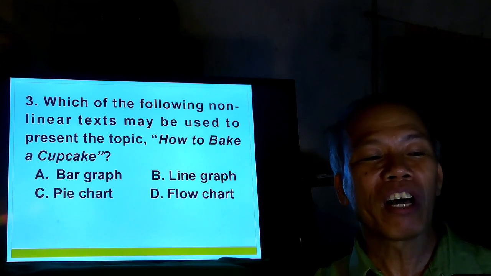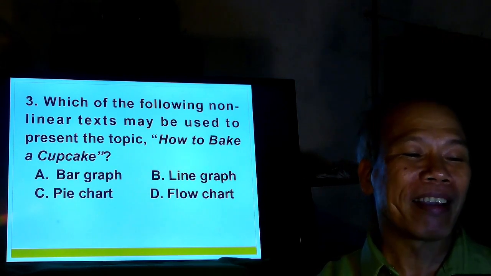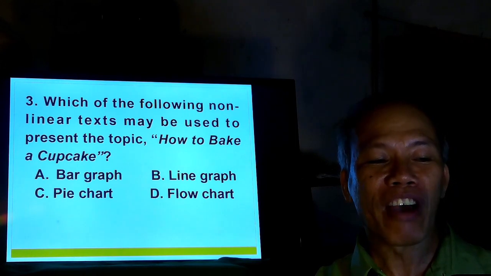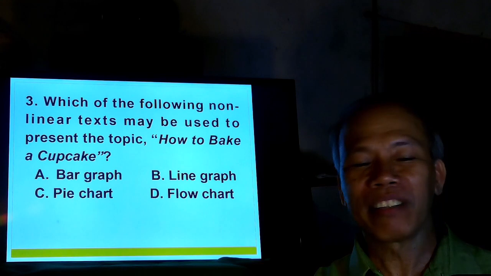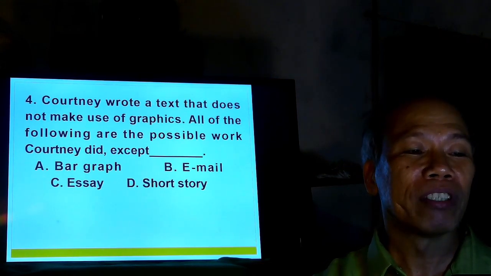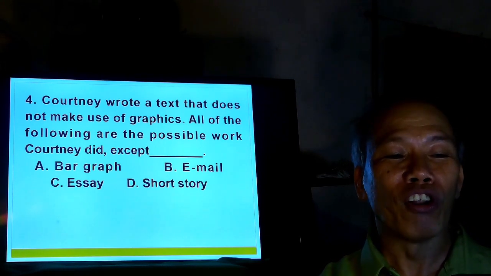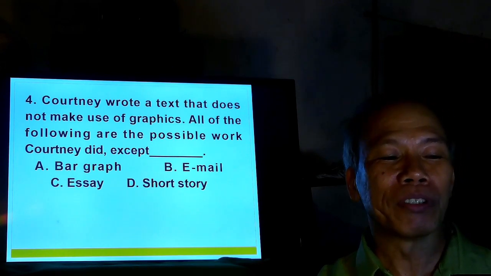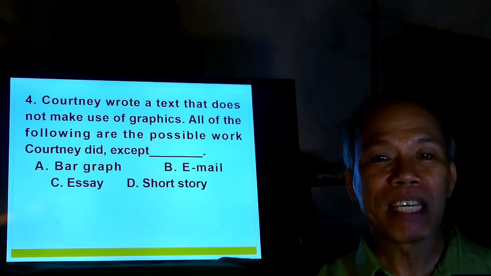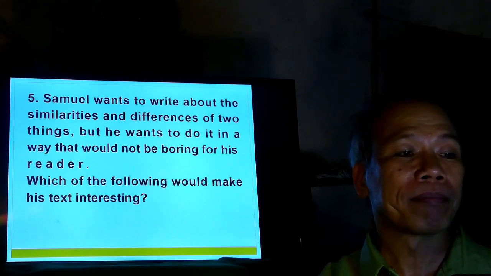Number 3. Which of the following nonlinear texts may be used to present the topic: how to bake a cupcake? A. Bar graph. B. Line graph. C. Pie chart. D. Flow chart. Number 4. Courtney wrote a text that does not make use of graphics. All of the following are the possible work, except one. A. Bar graph. B. Email. C. Essay. D. Short story.